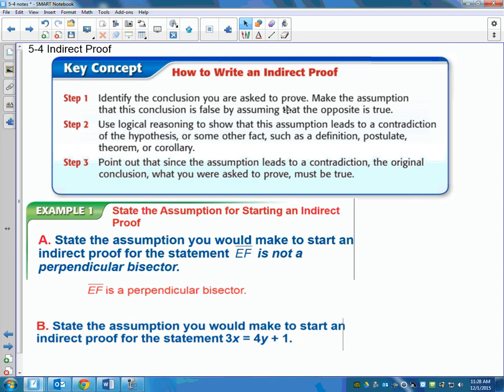We're going to say EF is a perpendicular bisector. It's just an assumption, like step 1 of the proof.